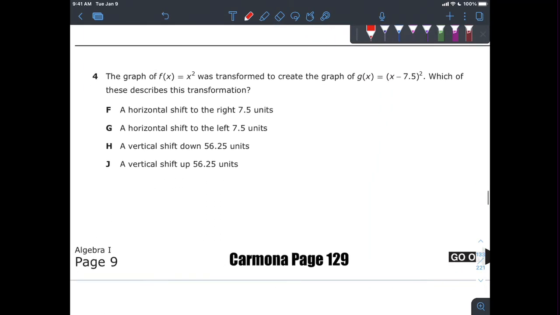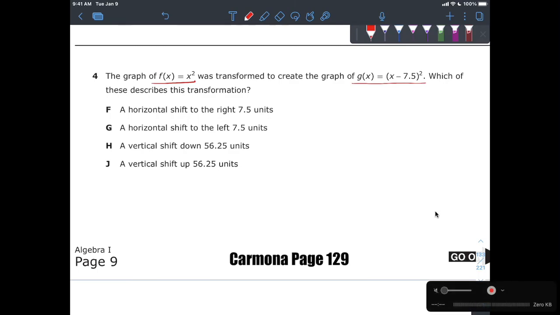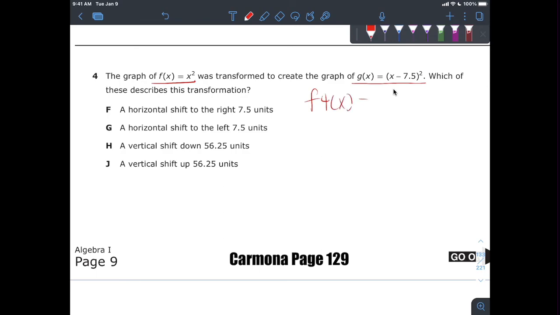Number 4. The graph of f of x is translated to make the graph of g of x. What describes this transformation? Now I see that this is inside with the x, so this tells me right 7.5. However, we might not remember that. So what I'm going to do instead is plug these into my calculator and just compare them.